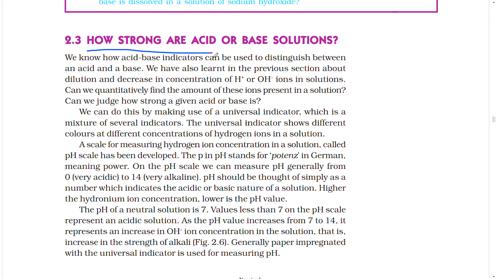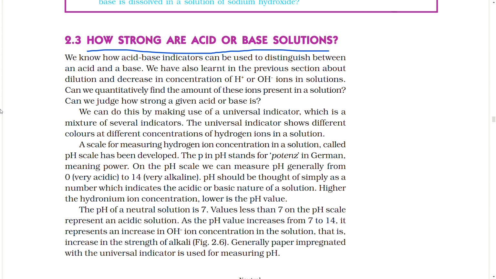How strong are acid or base solutions? We know how acid-base indicators can be used to distinguish between an acid and a base. We have also learned in the previous section about dilution and decrease in concentration of H+ or OH- ions in solution. Can we quantitatively find the amount of these ions present in a solution? Can we judge how strong a given acid or base is?